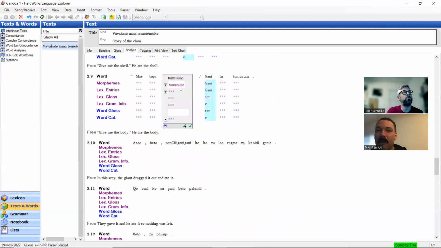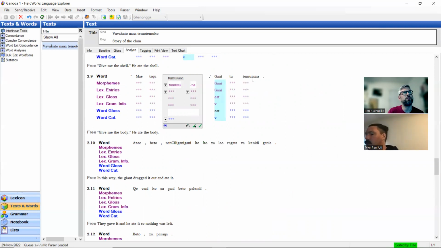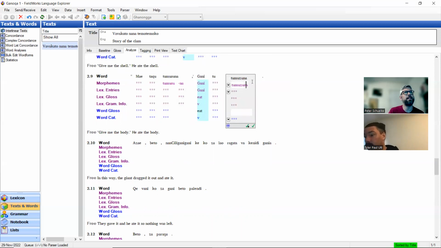2.9. So what we're going to do first, or what I would do first, is propose that na is a suffix, as we already have good evidence that it is. Something like that. Yeah, maybe an enclitic. Yeah, it could be an enclitic. We can easily change. That's right.